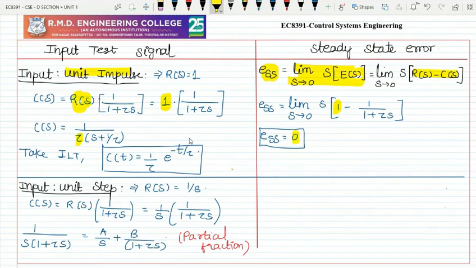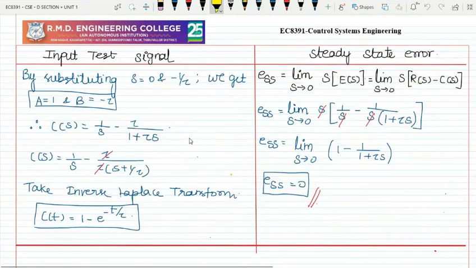Now, the second case, step signal. In that, we have to make sure that R of s equal to 1 by s. So same substitution. In the place of R of s, I'm going to substitute 1 by s. Now my fraction will be like 1 by s into 1 plus tau s, right? So definitely we have to go for the partial fraction. In that partial fraction, when I'm substituting s equal to 0, I'm getting A equal to 1, and s equal to minus 1 by tau, I am getting B equal to minus tau.